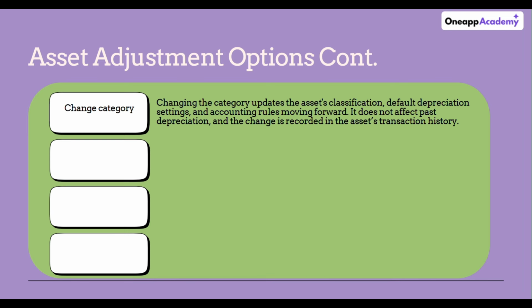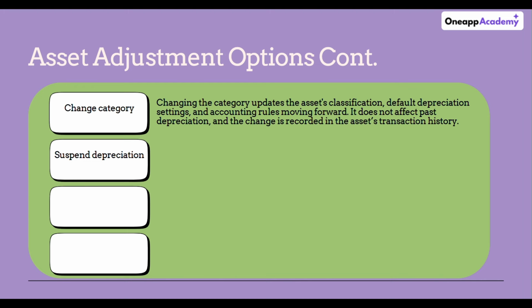So therefore, we use the category to determine certain defaults associated with the asset. So if the default is not correct on the category, then we can change the asset category on the asset. And this can be done to reflect the correct depreciation settings and other account rules.